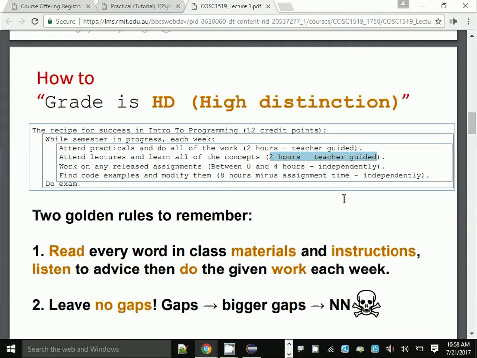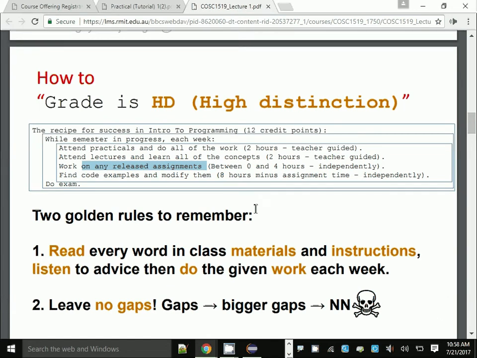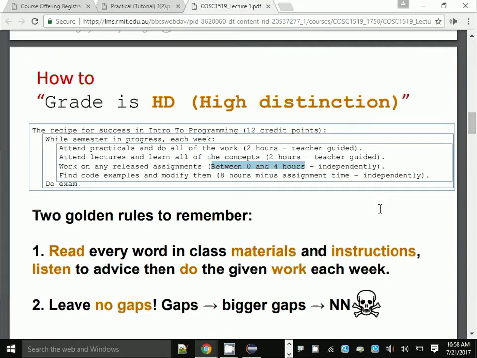Work on any related assignment or released assignments. If there's an assignment released, right now there isn't one. You need to spend approximately between 0 and 4 hours. If there's no assignment, of course you can't spend any, so that's why it says 0 hours. But if there's an assignment, you might want to spend up to 4 hours on it. That seems like a lot of time, right? Because the class has just added up to 4, and suddenly we are telling you to do up to 4 hours of assignment work.